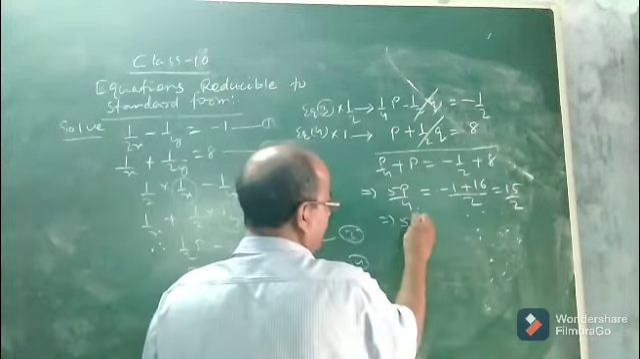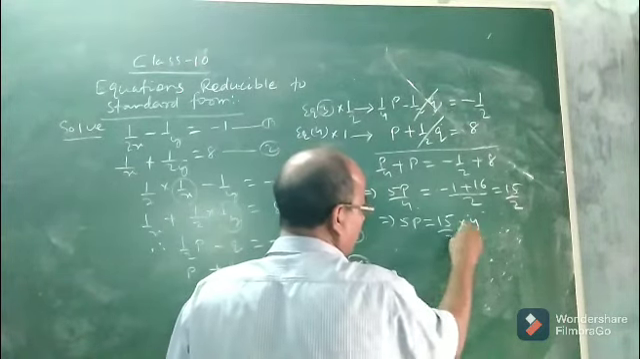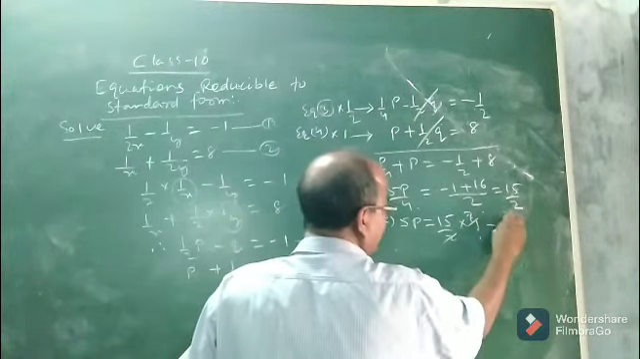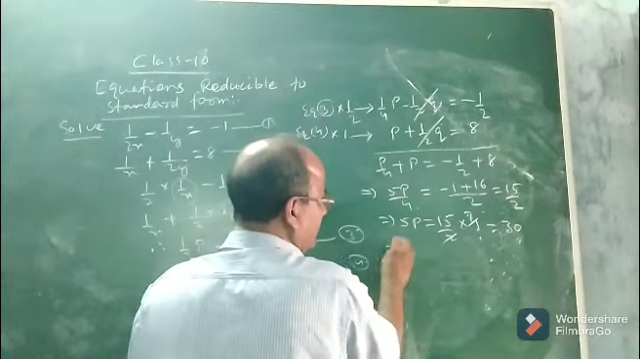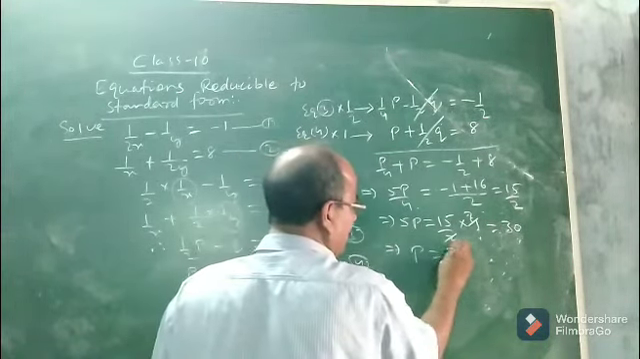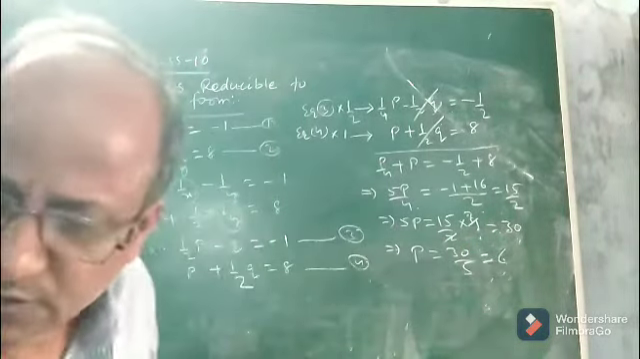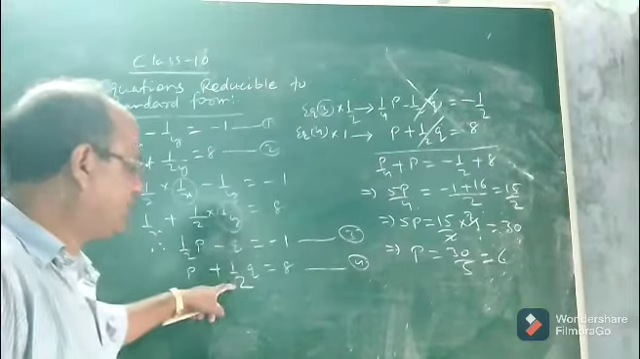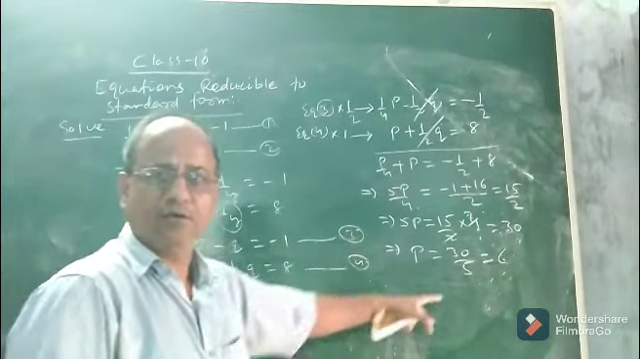Okay, then 5p will be equal to 15 by 2 into 4. You cancel 2. 15 into 2 is 30. You see, 15 into 2 is 30. So what will be p? p will be 30 by 5. That is 6. You see, children. Now, by elimination method, I solved equation 3 and 4. I got the value of p, which is equal to 6.